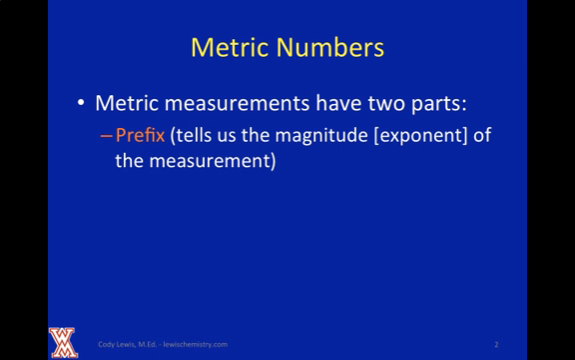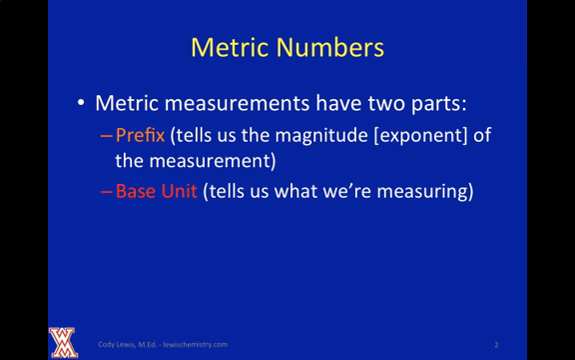Those tell us the magnitude or the exponential factor of the measurement. And the second part of a measurement is the base unit. That tells us what we're measuring. If we're measuring in grams, we're measuring mass. If we're measuring in meters, we're measuring length. If we're measuring in meters cubed, we're measuring volume. If we're measuring in milliliters, we're measuring volume.